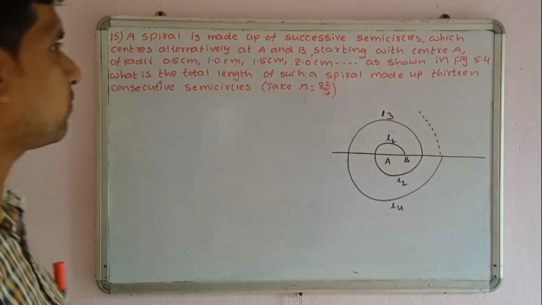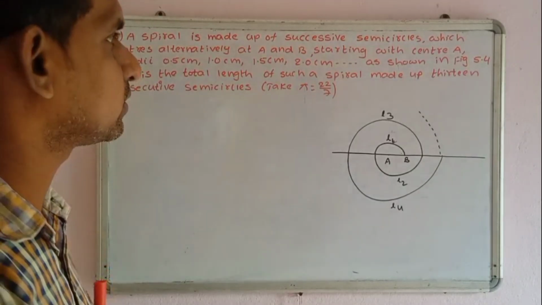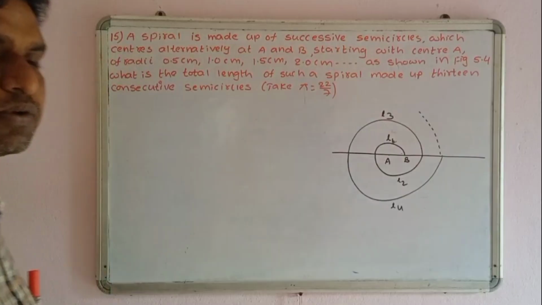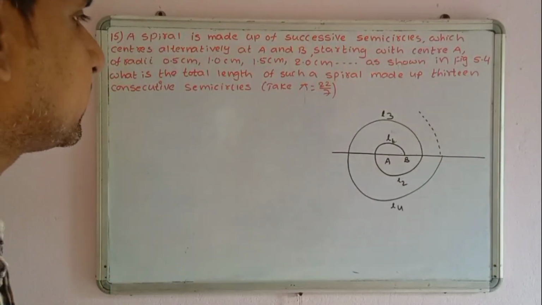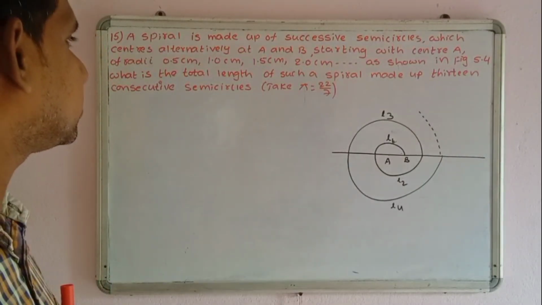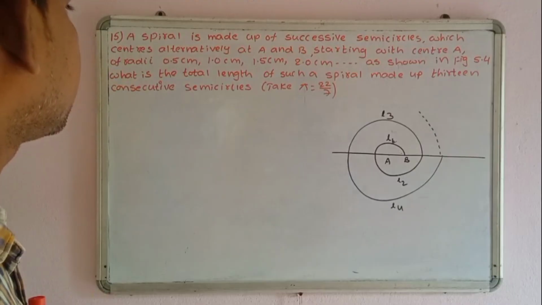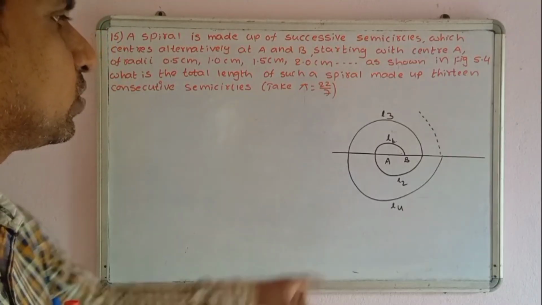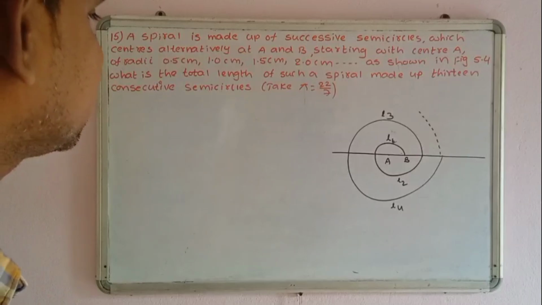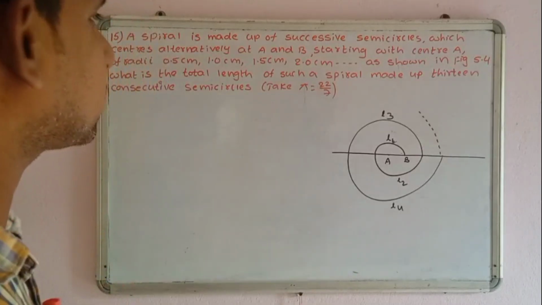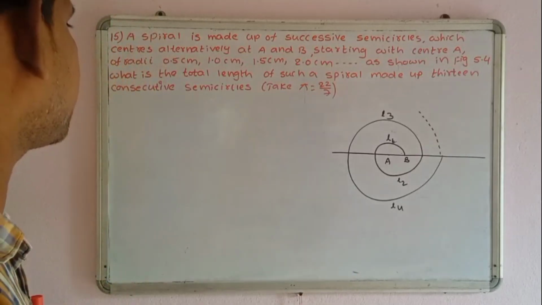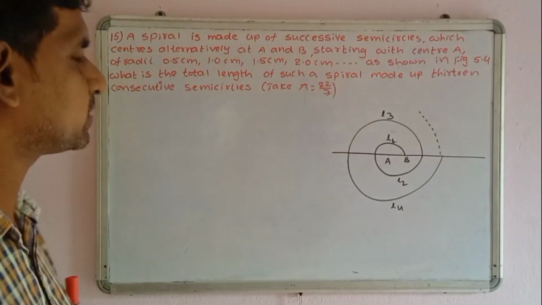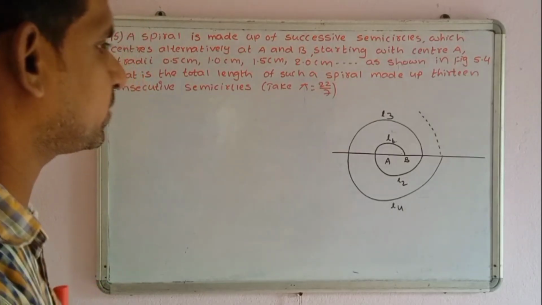A spiral is made up of successive semicircles with centers alternately A and B, starting with center A of radius 0.5 centimeters, 1 centimeter, 1.5 centimeters, 2 centimeters, as shown in Figure 5.4. What is the total length of such a spiral made up of 13 consecutive semicircles? Take pi equals 22 by 7.